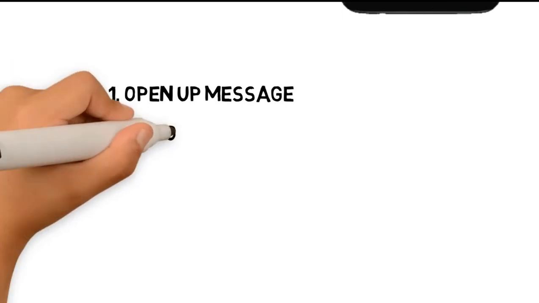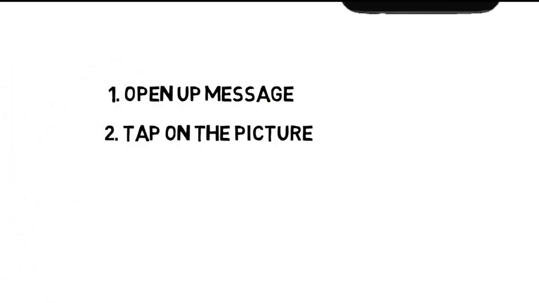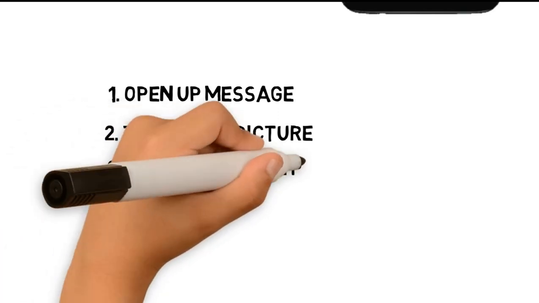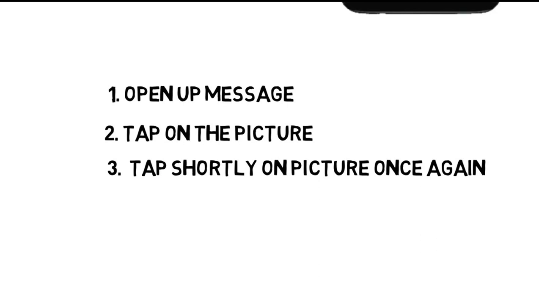Step 1. Open up the message containing that image. Step 2. Tap on the picture to display it through the full screen mode. Step 3. Look at the display's upper right corner for a tiny disk icon.